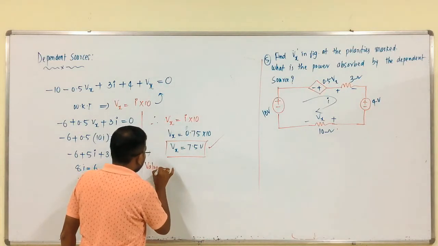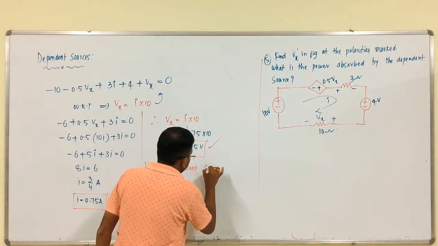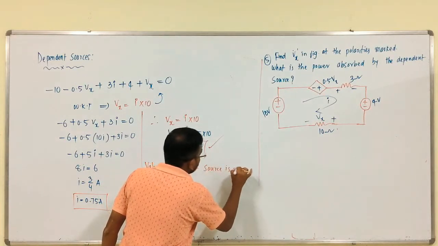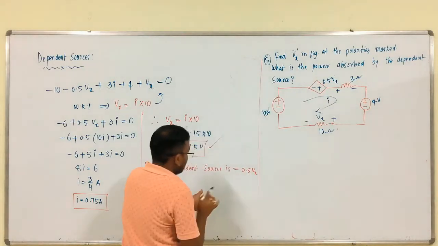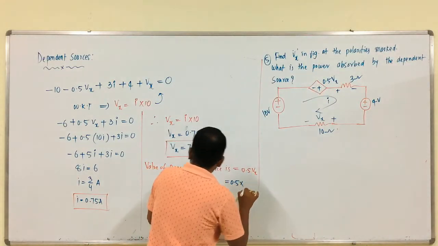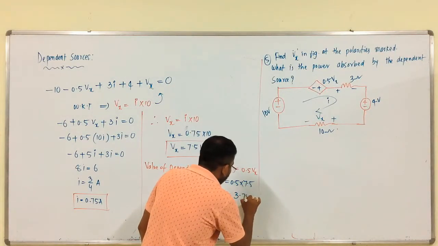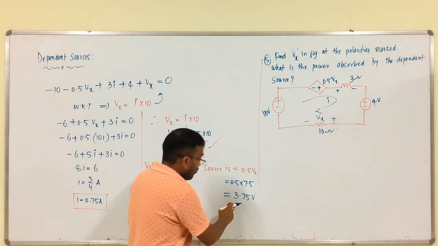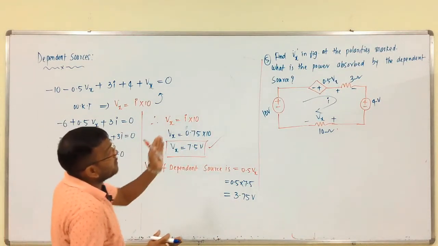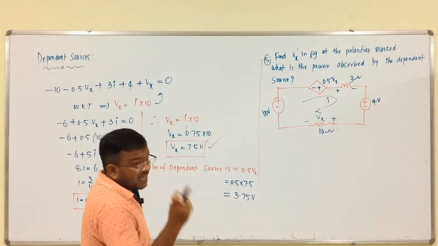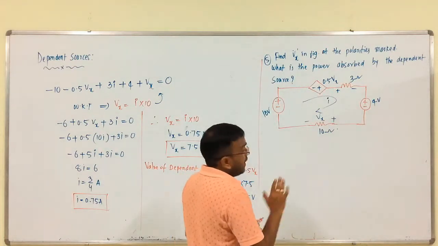Value of dependent source, which is equals to what? 0.5 Vx, no? 0.5 Vx, which is equals to 0.5 into Vx is what? 7.5, which is equals to 3.75 volts, that is 3.75 volts. Next, we have to calculate the power absorbed by the dependent source. See the current direction, it is from negative to positive.